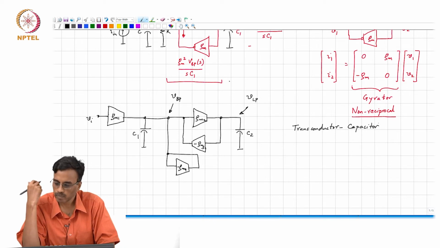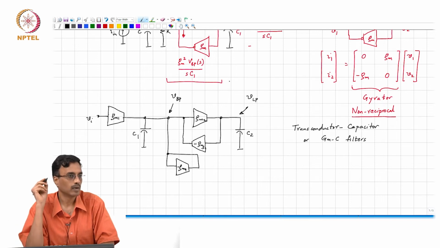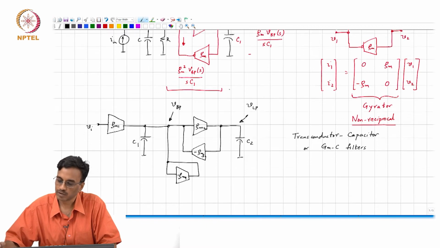All right, these are also called GMC filters. Okay. Now, what is the low pass transfer function?